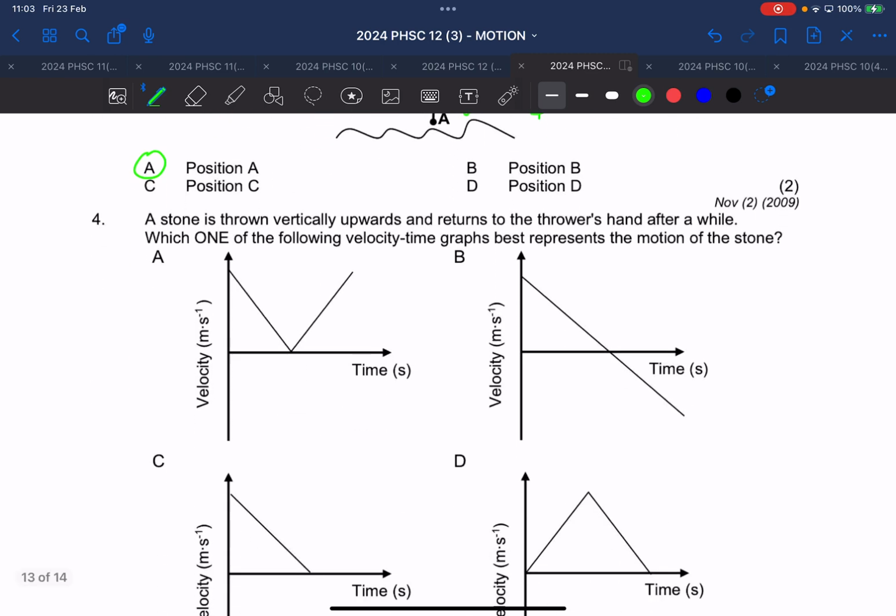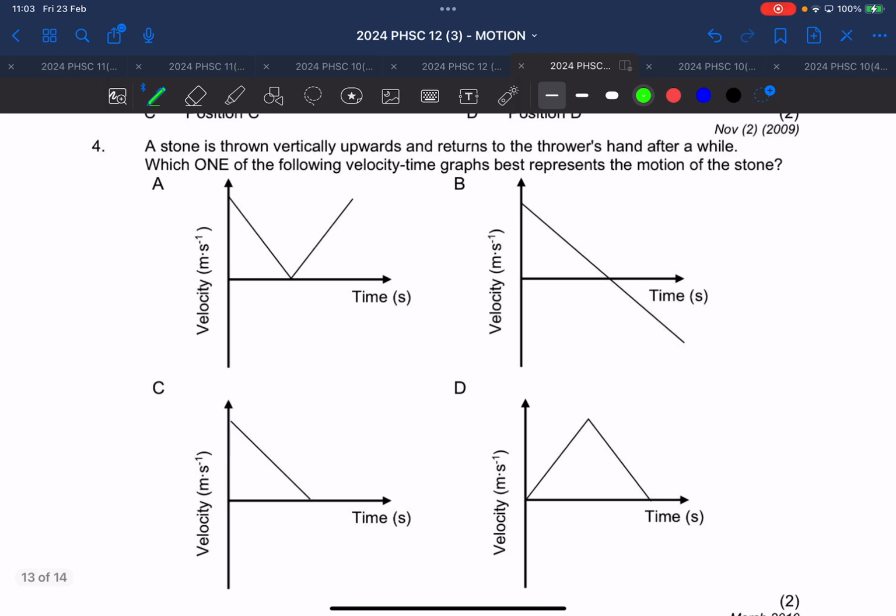Okay, next one. A stone is thrown vertically upwards and returns to the thrower's hand after a while. Which one of the following velocity versus time graphs best represents this? The first thing you ask, for a velocity time graph, what does the gradient tell you? Acceleration. If the ball is thrown, what is the acceleration the whole time? It depends what you choose to be positive. If we choose up to be positive, it's going to be -9.8. The whole time, constantly.